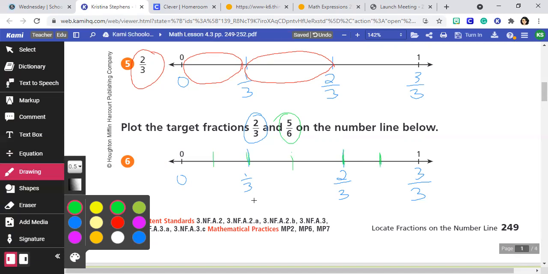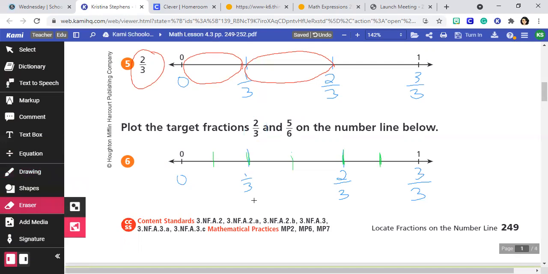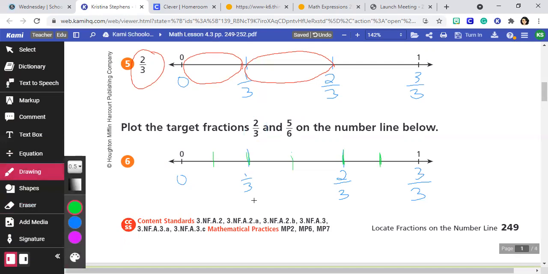All right. Now in green, I am going to label the number line. I think I'm going to label it above. Let me erase that right there. I'm going to label it above so that you can see where the green dots are. Notice that at 1/3 and 2/3, they overlap.